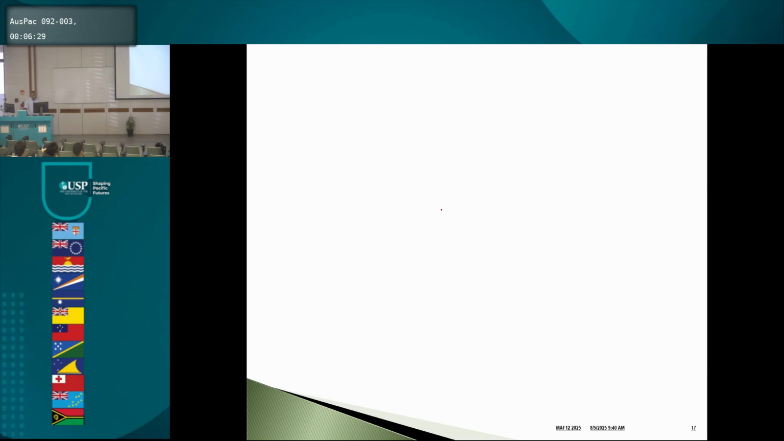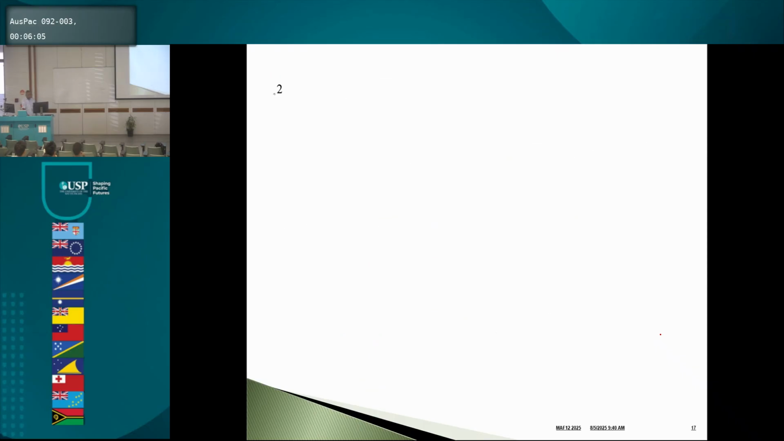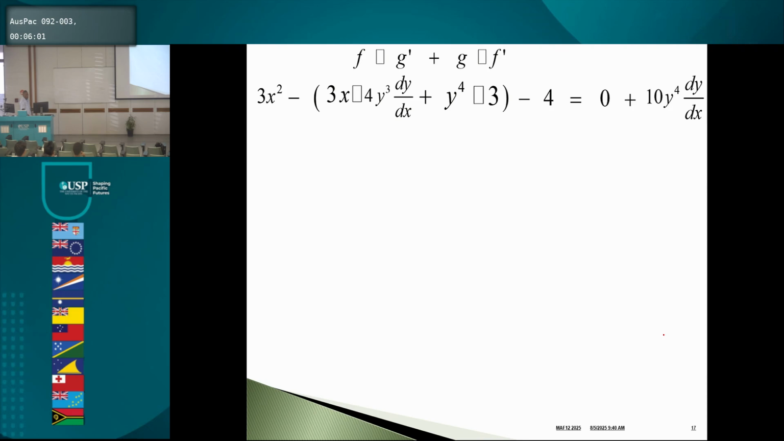And then continue the differentiation. The right-hand side, what do we have on the right-hand side? Can you differentiate 2y to the 5? What do you get? 10y to the 4 dy over dx, because you're differentiating y's, eh? Okay, let me pick up the pace again. Remember, we're trying to find the expression of dy over dx. You've got 2 dy over dx. So we'll have to rearrange.